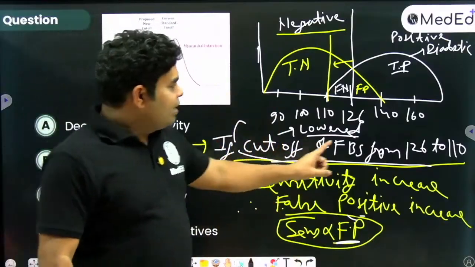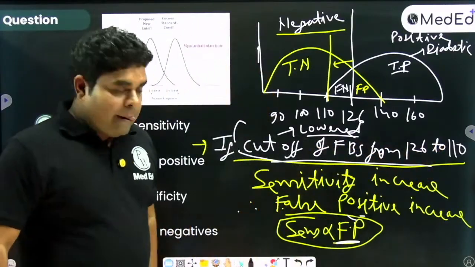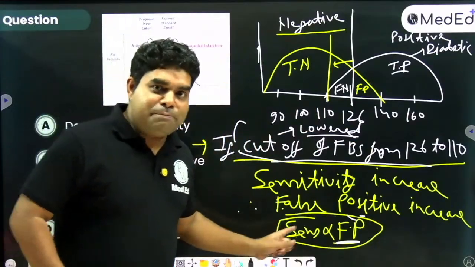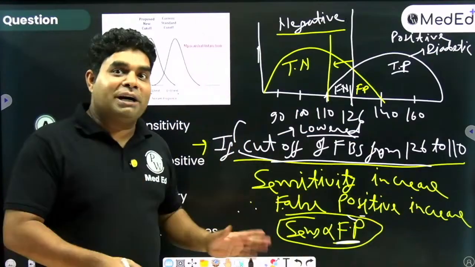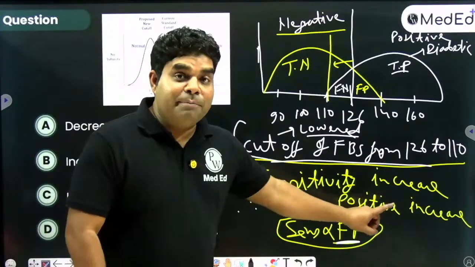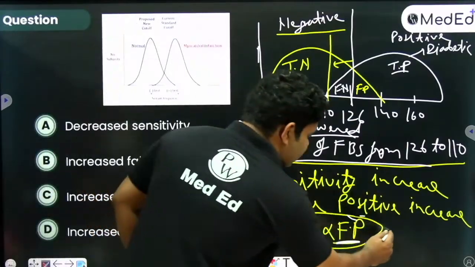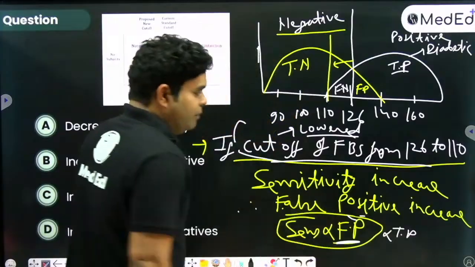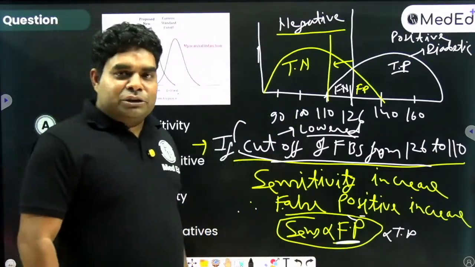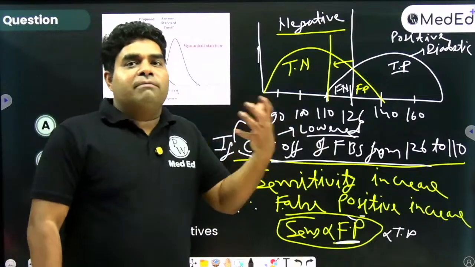So when you lower the cutoff from 126 to 110, sensitivity will increase, more people will pass. And false positive will also increase. Those will also pass who have not studied. That means sensitivity and false positive are directly proportional. Of course, sensitivity is also directly proportional to true positive, but it is also directly proportional to false positive. So this is the second type of question which comes from here.